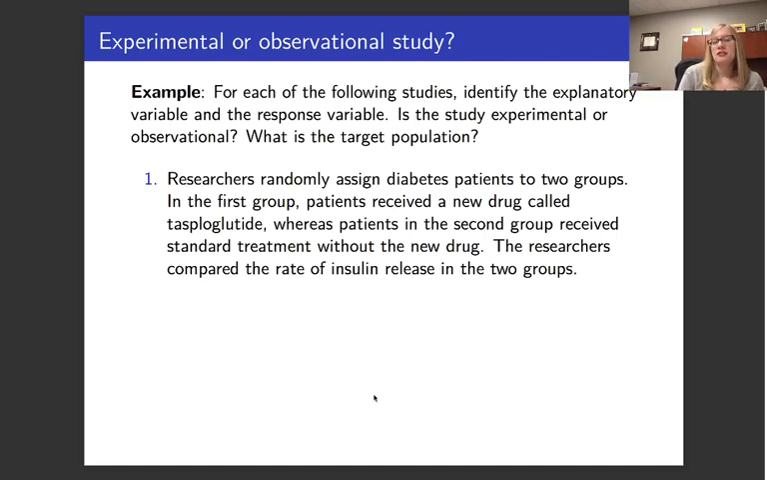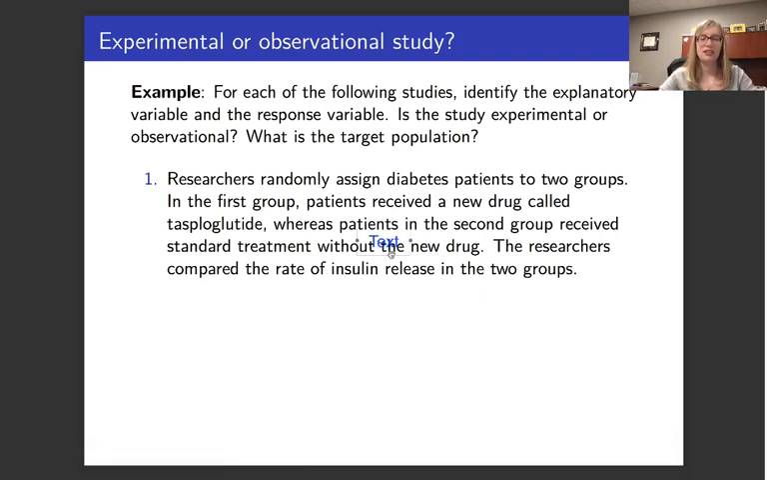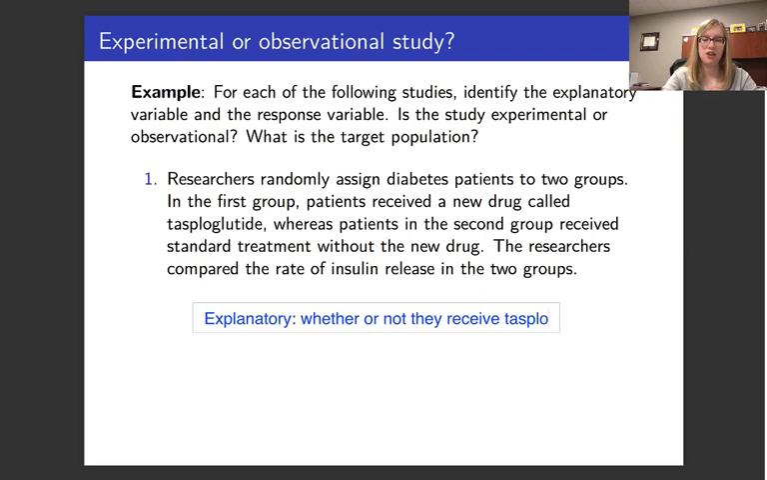So number 1, researchers randomly assigned diabetes patients to 2 groups. In the first group, patients received a new drug called tasboglutide, where patients in the second group received standard treatment without the new drug. Researchers compared the rate of insulin release in the 2 groups. So our explanatory variable, see if you can think about this. It's going to be whether or not they receive the drug tasboglutide.